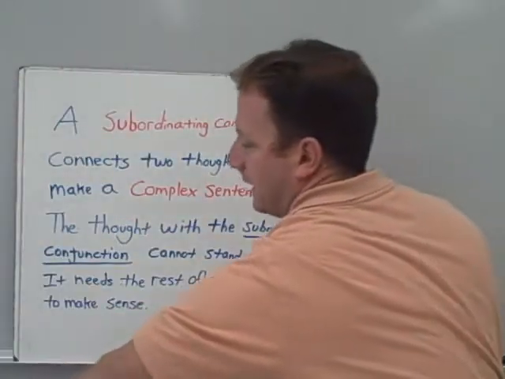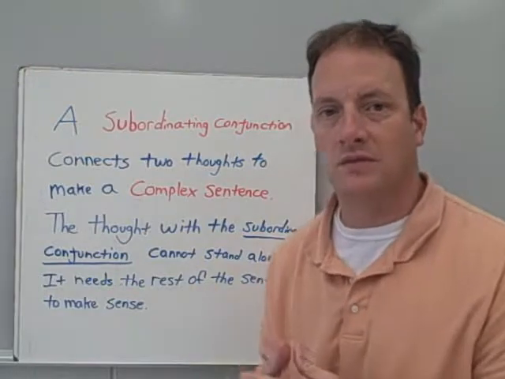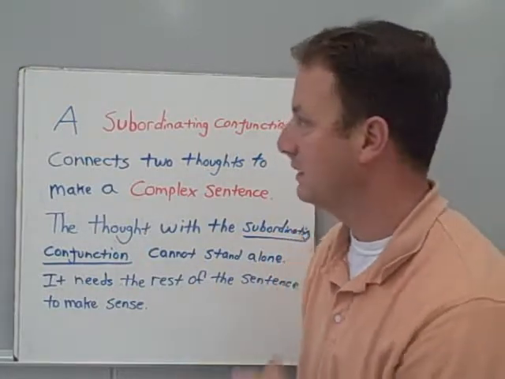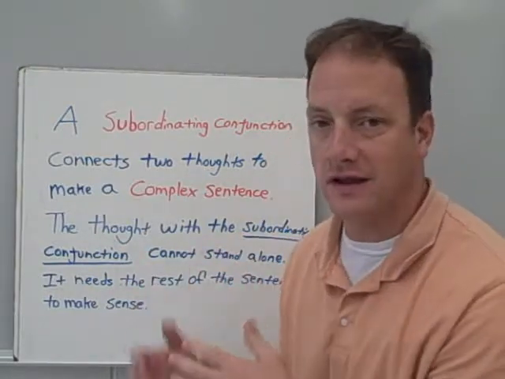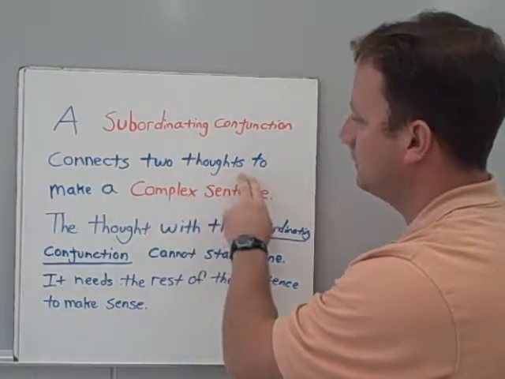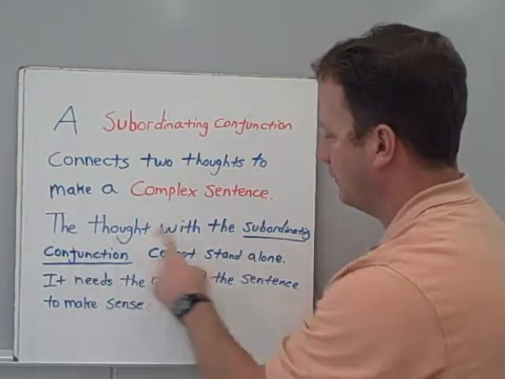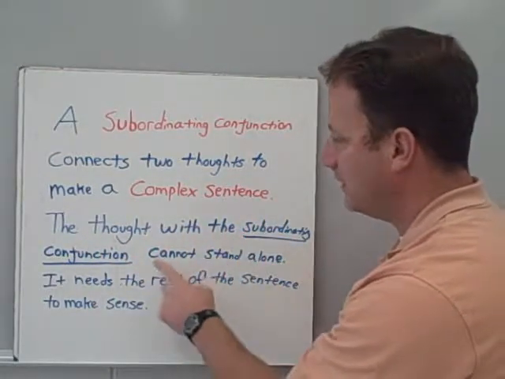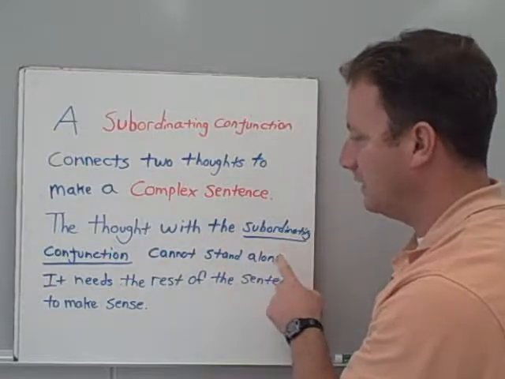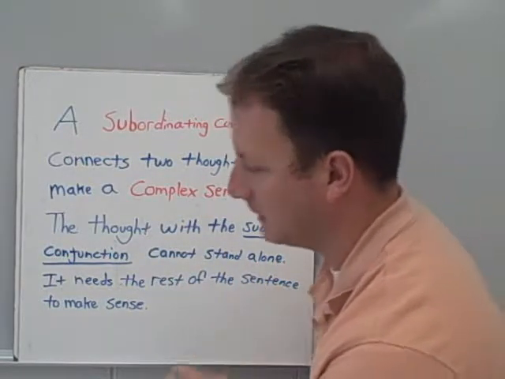All right, a subordinating conjunction, I want to give you a definition and then we'll go back in and break this apart and talk about, well, what exactly is this saying? A subordinating conjunction connects two thoughts to make a complex sentence. The thought with the subordinating conjunction cannot stand alone. It needs the rest of the sentence to make sense, okay?